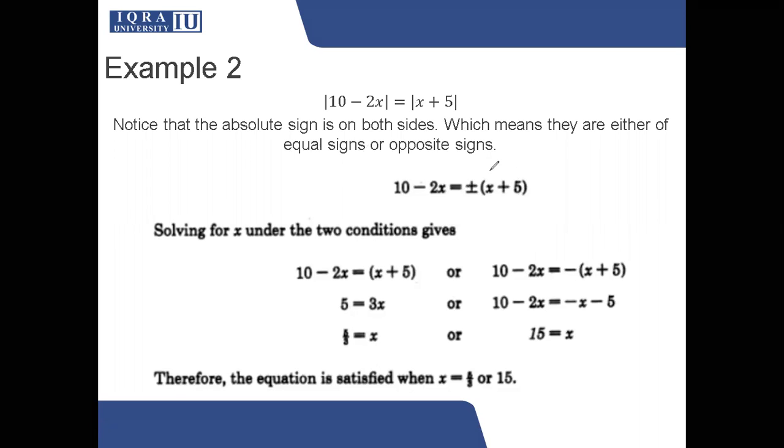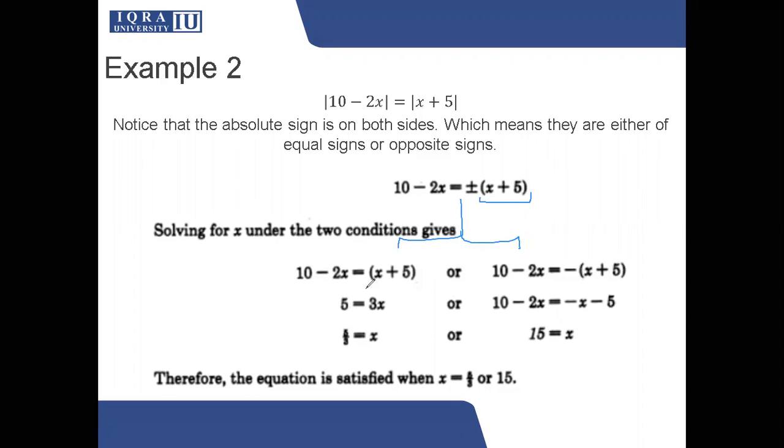So be careful, this plus or minus goes on this whole term, not just on the x and not just on the 5, it goes on x plus 5, the whole bracket, right? So we'll branch off into two solutions, this or this, and we'll solve simultaneously.